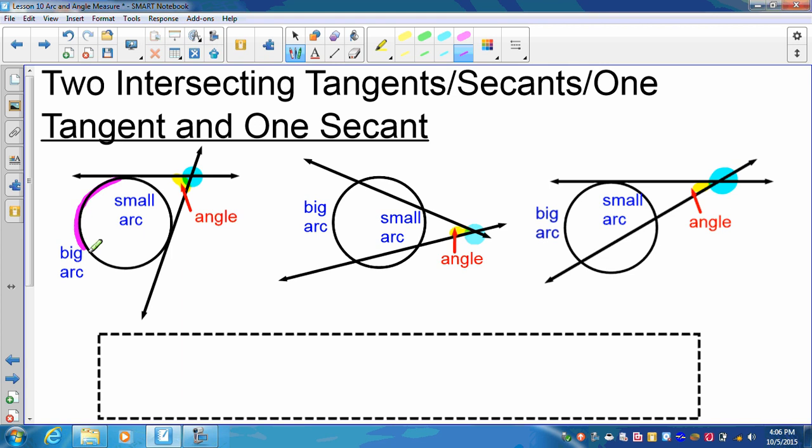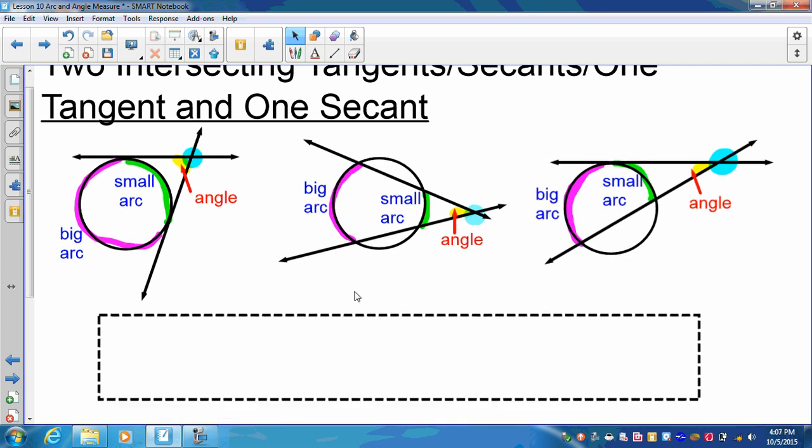So I have a big arc created here by these 2 tangents. I have a big arc created by the 2 secants, and a big arc over here created by the 1 tangent and 1 secant. And they're all between the 2 lines. I also have small arcs created, again, between the 2 lines. You can see that in each of these examples, the small arc is actually smaller than the big arc, and that's why I named them that way. These are not technical terms, but hopefully they'll help you.